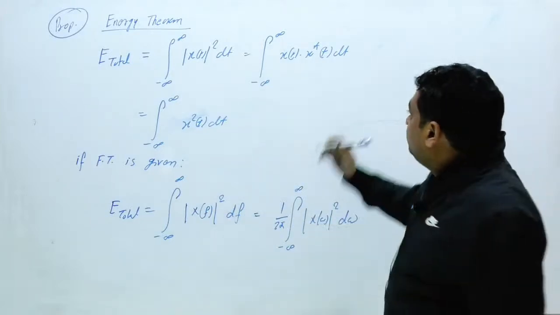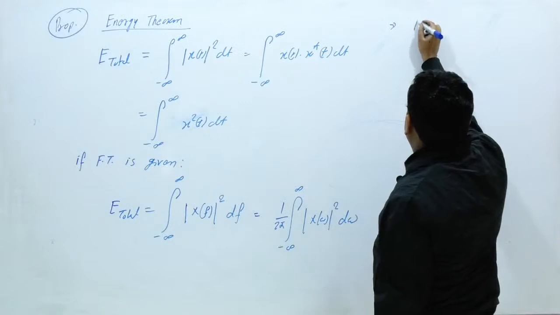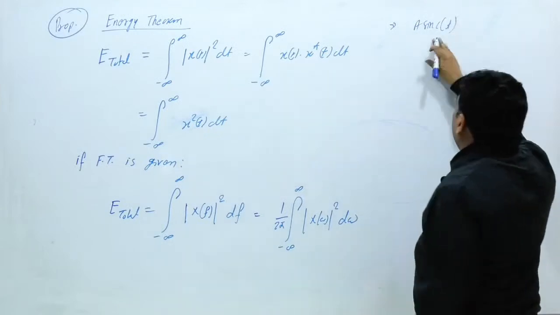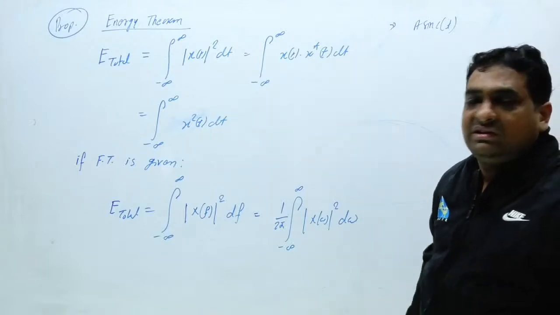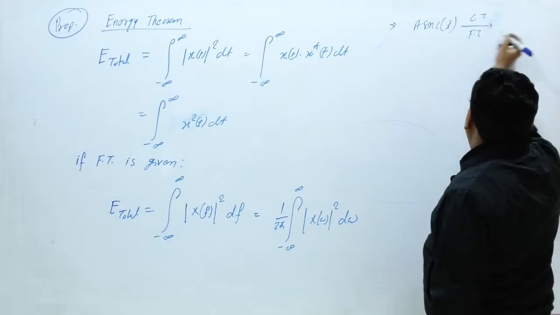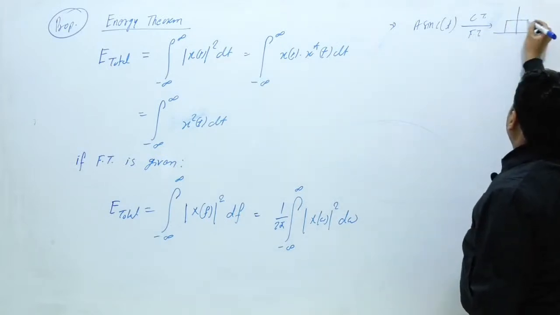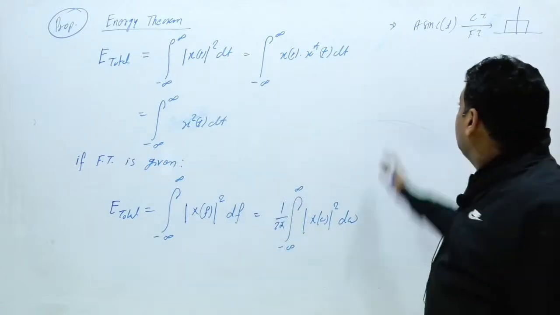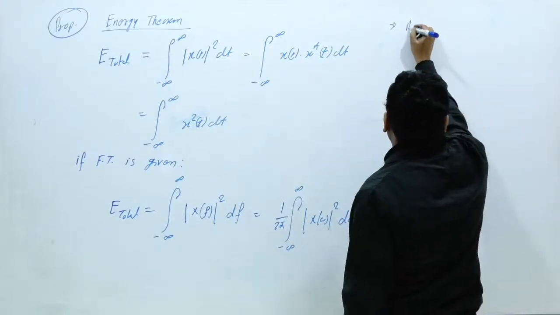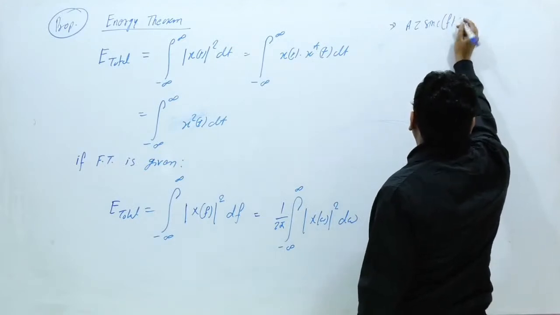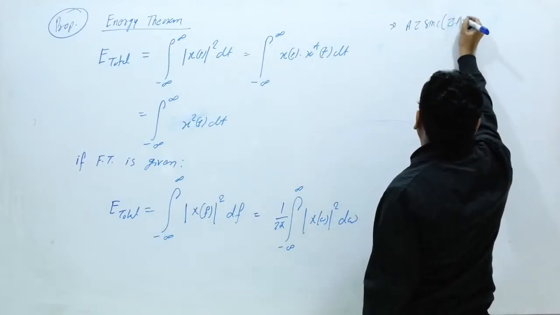Clear? Suppose a sinc function, a sinc(t). Suppose you have to find the energy of this signal. First you have to find the continuous time Fourier transform. What you will get is a pulse, and then you can get this pulse square. Very easily you can find it. Suppose this function is given: A tau sinc(tau t).